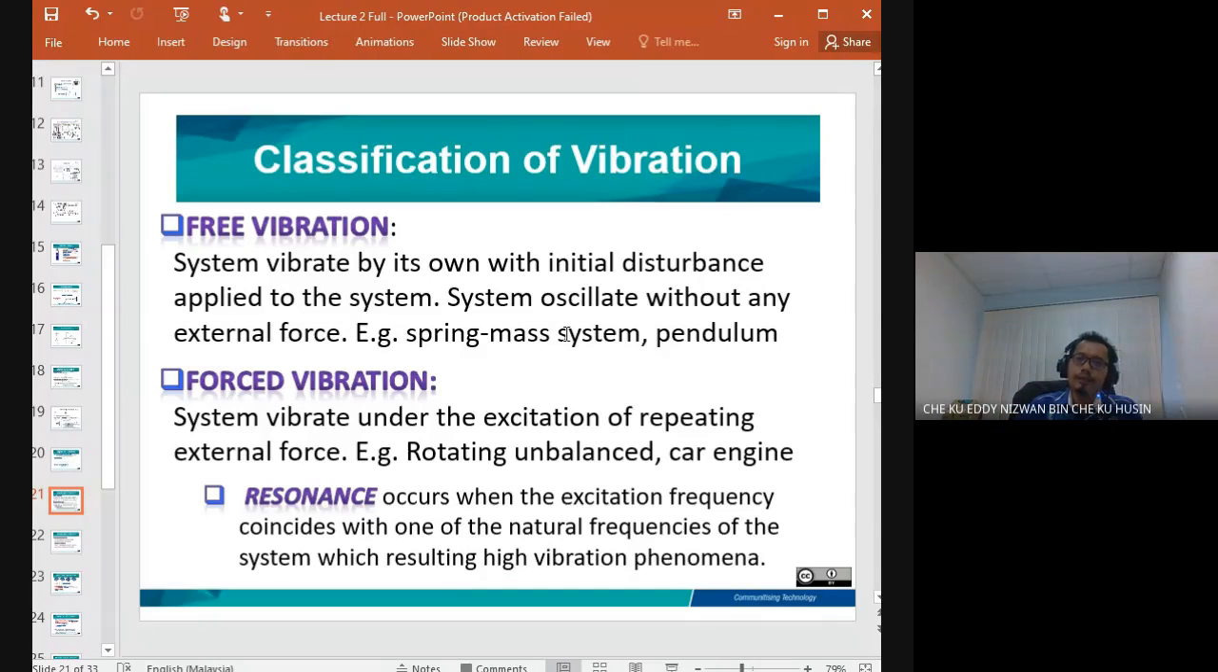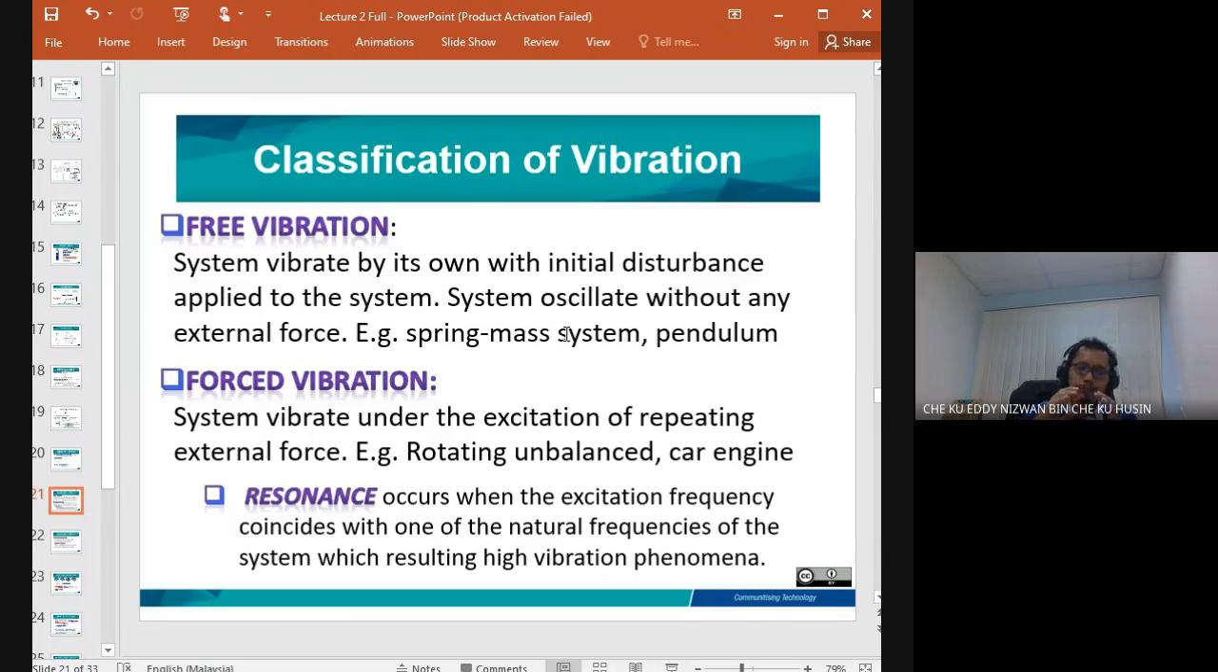That kind of motion we call free vibration, because there is no external force applied to the system. It moves just based on the initial condition applied. If there is no damping, it keeps oscillating until you stop it. If there is damping, then after a certain period the amplitude will decay and it will stop. So that's free vibration. What you have to know is that in free vibration, the amplitude of vibration depends on the initial condition. For example, you have a spring-mass system.